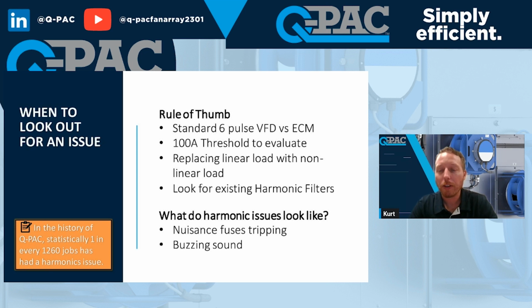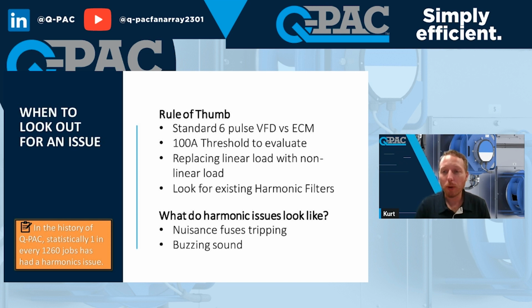So there's some rules of thumb. If you're worried about harmonics, then there's some things to look out for. If you're replacing a standard 6-pulse VFD with an ECM fan, you're more than likely not going to have any issues. We did some testing comparing VFDs to EC fans, and EC fans actually had a couple points lower total harmonic distortion than a 6-pulse VFD. One threshold to look out for is if the fan system is 100 amps or less, it's not even worth looking at. You're not going to have a harmonics issue.